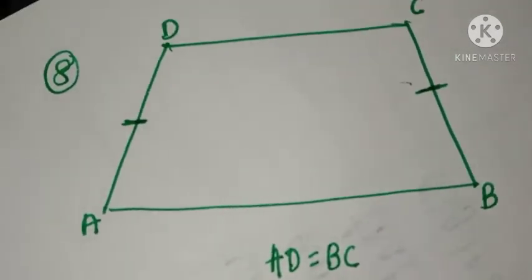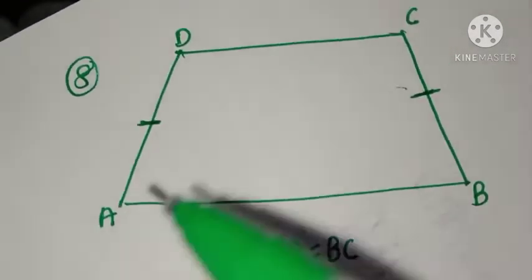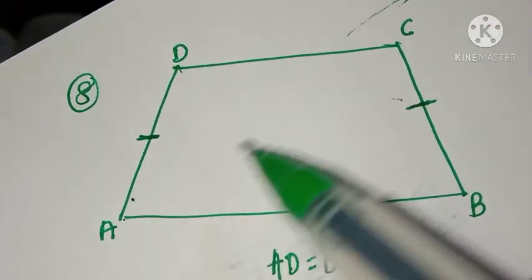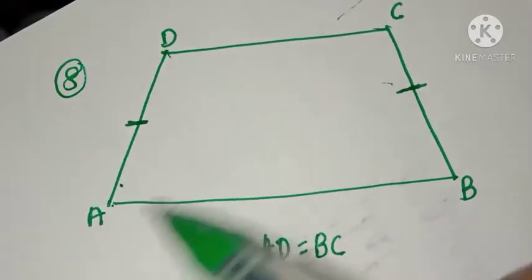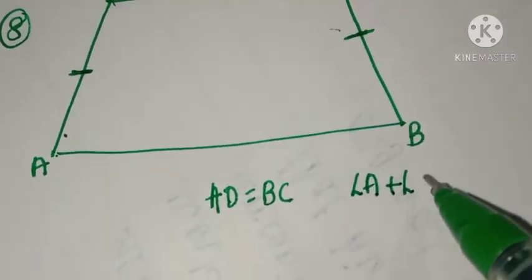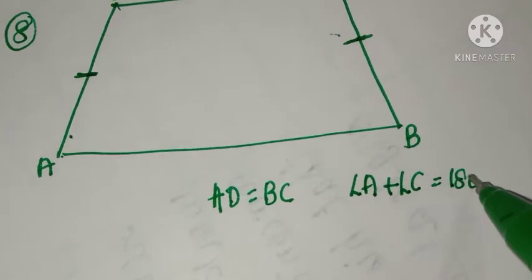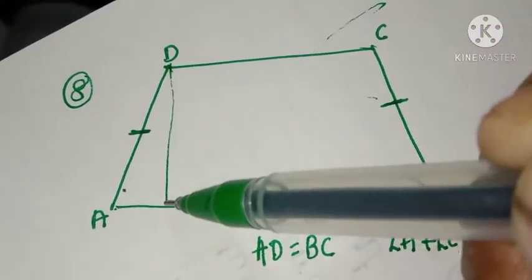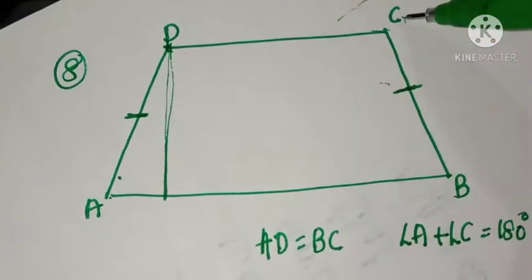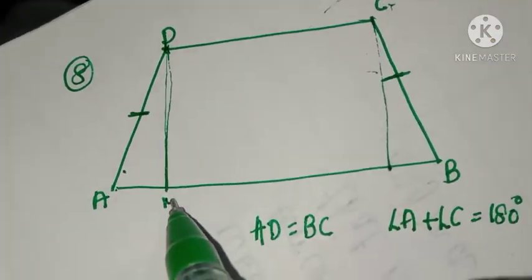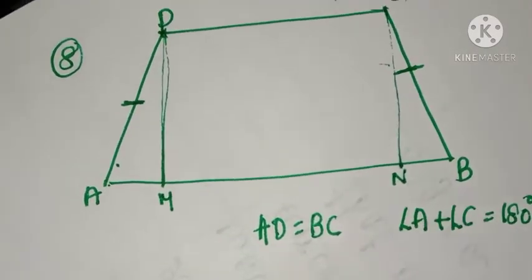This is a cyclic trapezium. Cyclic trapezium means we need to prove opposite angles are supplementary. The sum of these two angles equals 180 degrees. That we need to prove. Angle A plus angle C is equal to 180 degrees. For this, draw a perpendicular line from D and from C to the base AB. Suppose they are M and N.